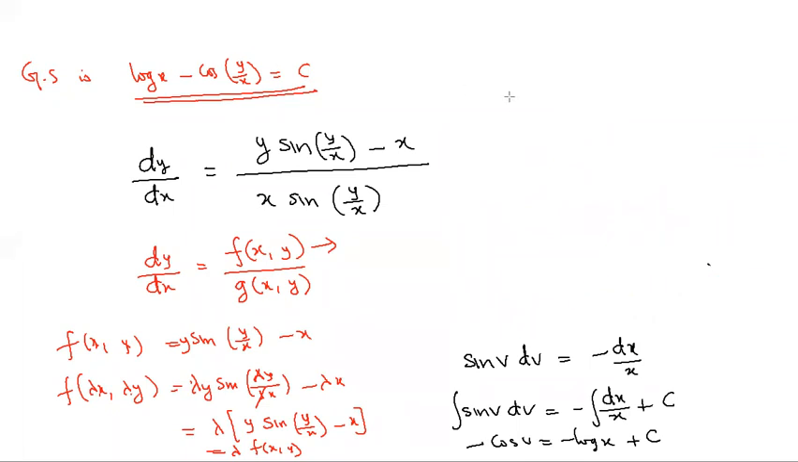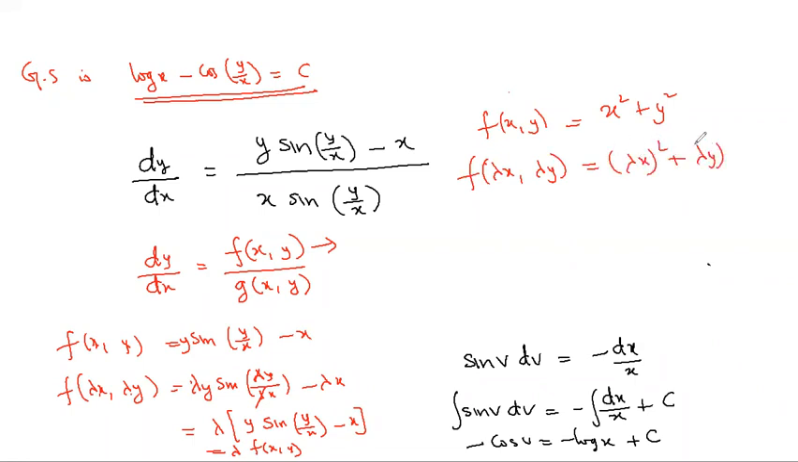Look at this function: f of x, y is equal to x square plus y square. I hope you understood the meaning of f of x, y. It means there are two variables in the function. If I replace x by lambda x and y by lambda y, it becomes lambda x the whole square plus lambda y the whole square. So lambda square becomes common and we come back to the original function. The power of lambda is 2, so it is a homogeneous function of degree 2.